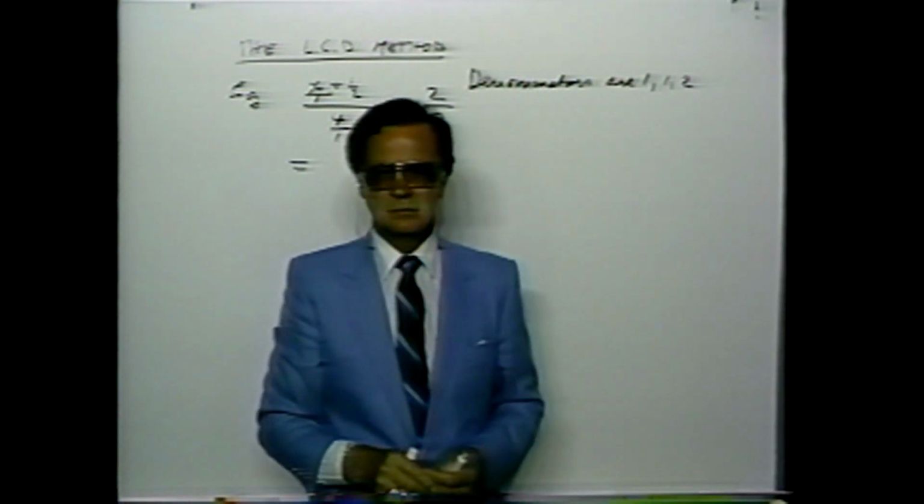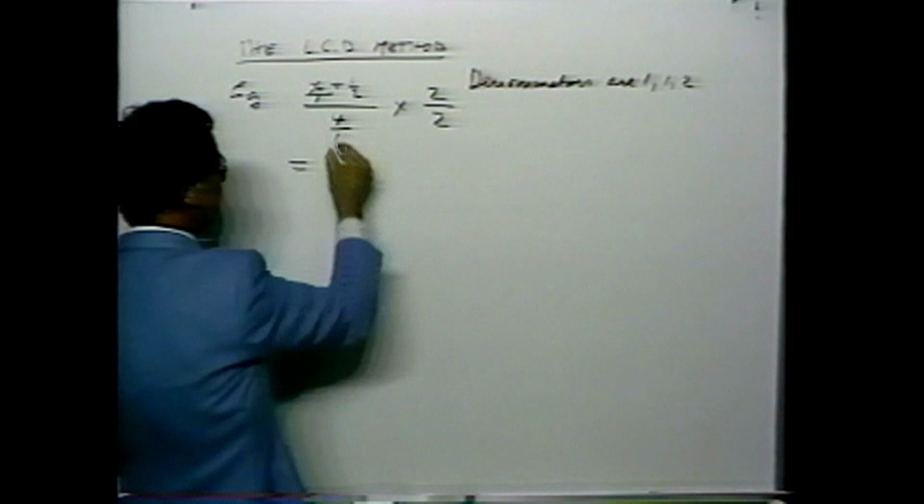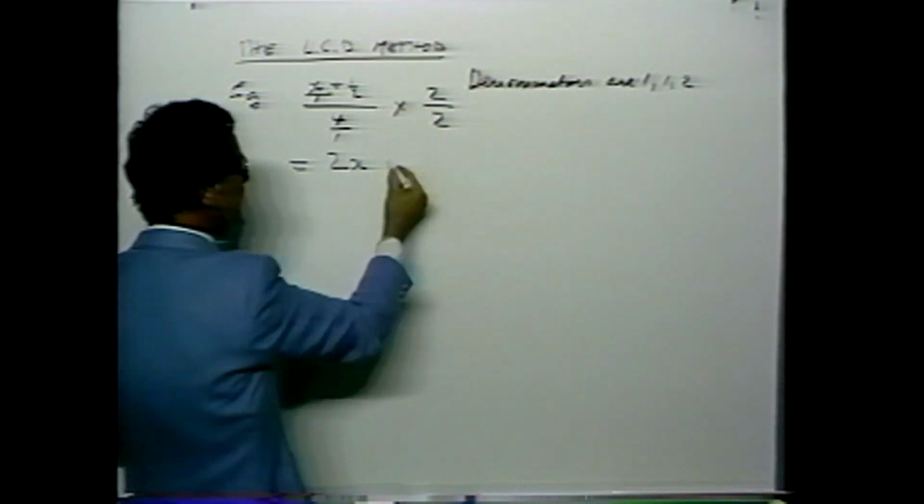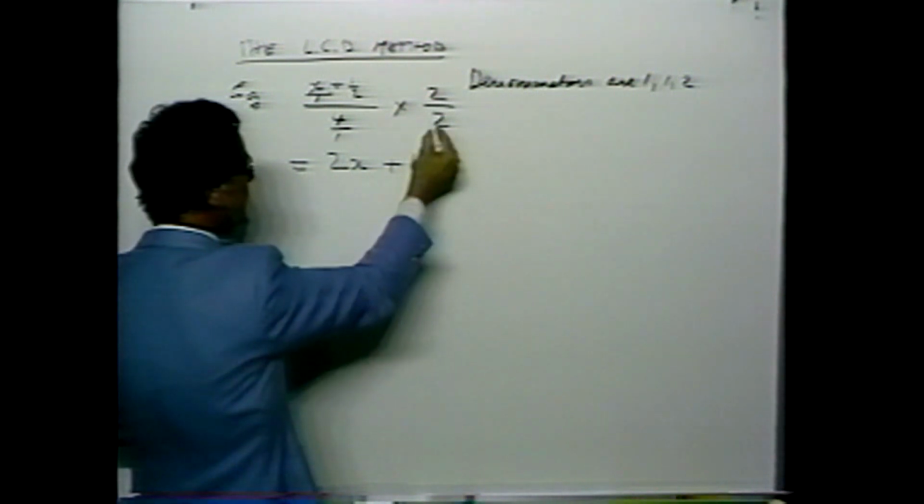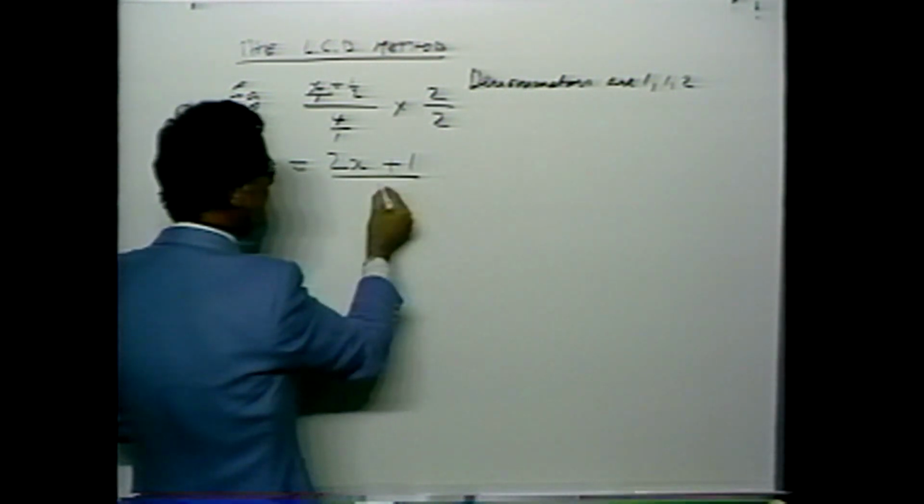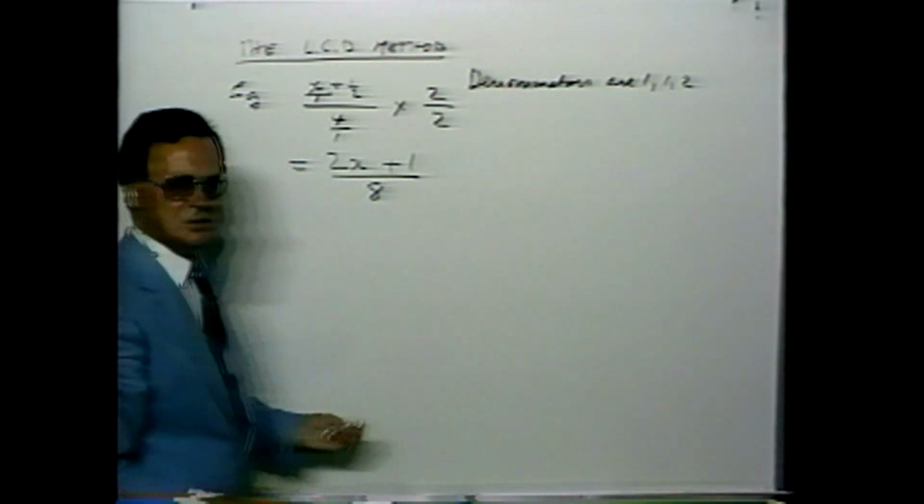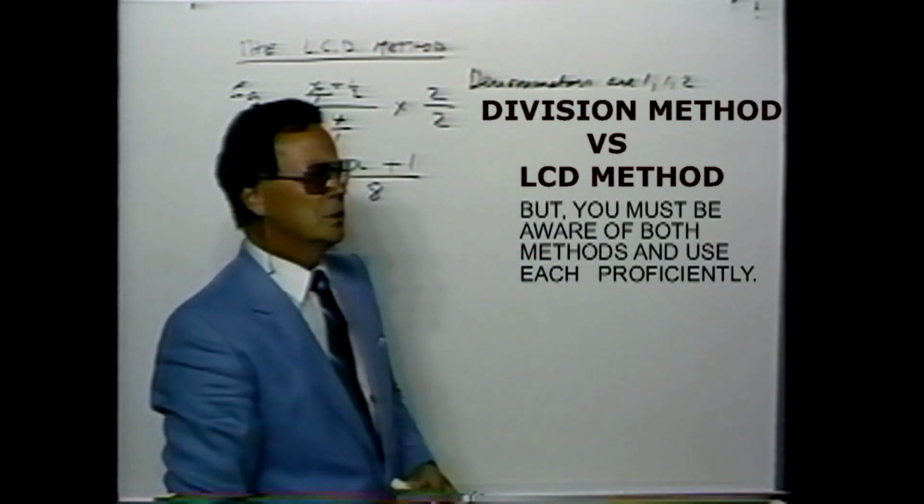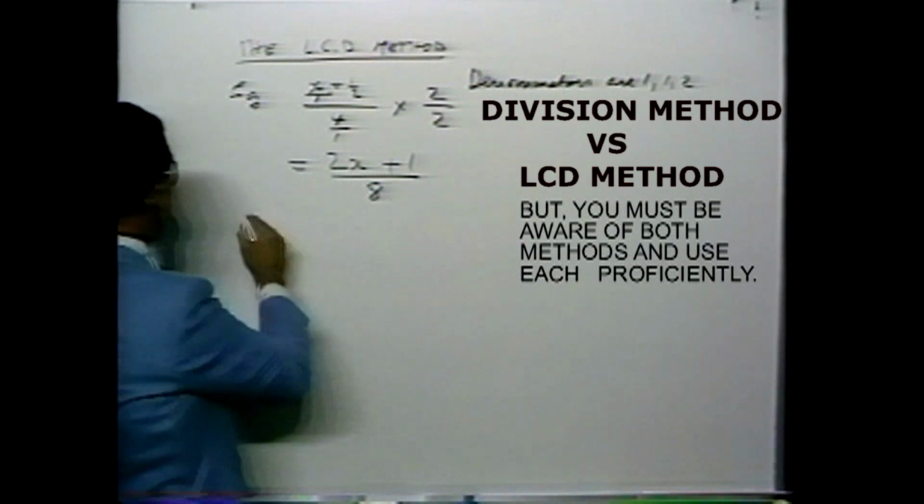Use that fraction and multiply the complex fraction, and it'll automatically, through the process, become an ordinary fraction. 2 multiplied by x is 2x. 2 multiplied by 1/2 is 1. 2 times 4 is 8. And that's the answer.